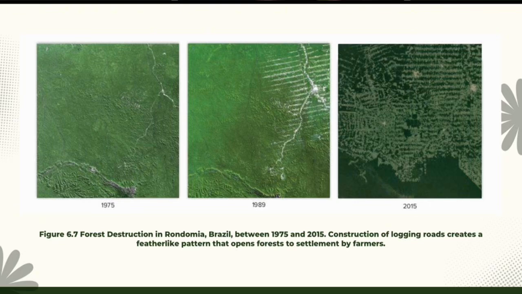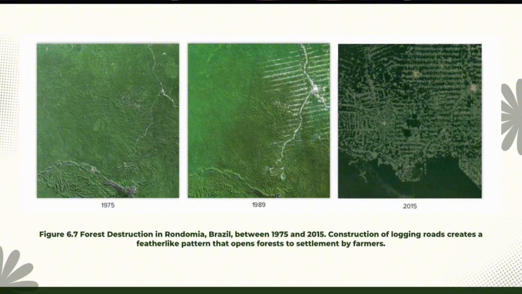Next, let us take a look at the second image from 1989. What did you notice in the picture? As you can see, there are straight lines appearing in the map. These are actually roads built to enter the forest. Small areas near the roads are now being cleared, but most of the forest is still there.